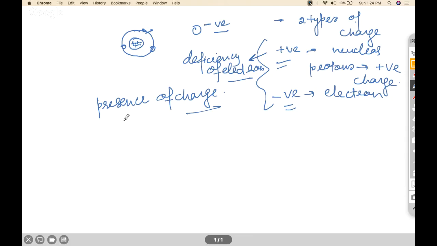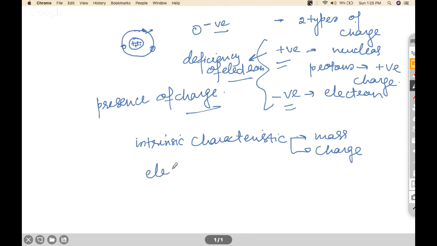Now from charge, I started teaching you the characteristics of charge, like we have a few characteristics of any particular element, like mass and charge. These are intrinsic characteristics. One is mass, the second one is charge. When I have an electron, and if it is a free electron, the charge on it is supposed to be 1.6 × 10^-19 coulomb.